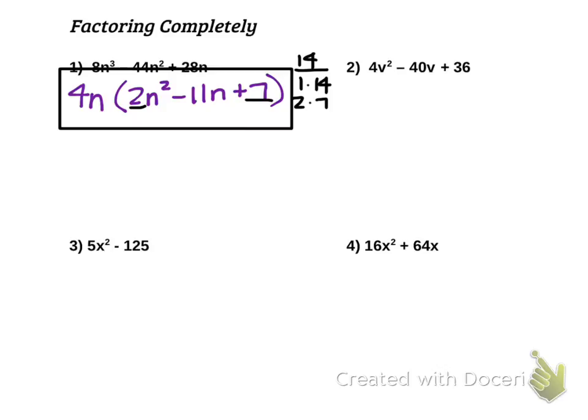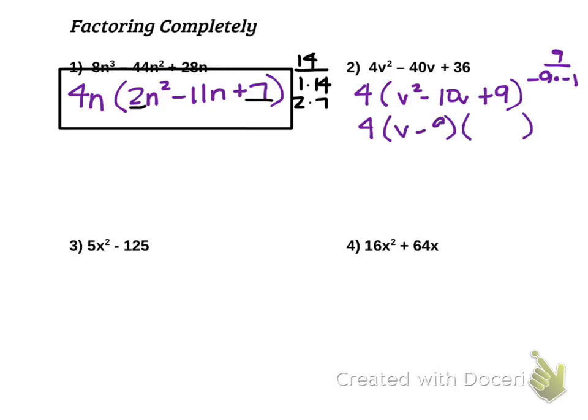Let's look at the next one. So don't write prime on this one. This isn't prime. This is something else that we got into. So no prime here, just 4n times 2n squared minus 11n plus 7. On this one, hopefully you can see that there's a greatest common factor of 4 that gets factored out. So I'm left with v squared minus 10v plus 9. Are there factors of 9 that give me negative 10? Yep, negative 9 times negative 1. So then now I can factor that. So I have 4 times v minus 9, v minus 1. That can be factored, so that's when we come over here and we factor it this way.